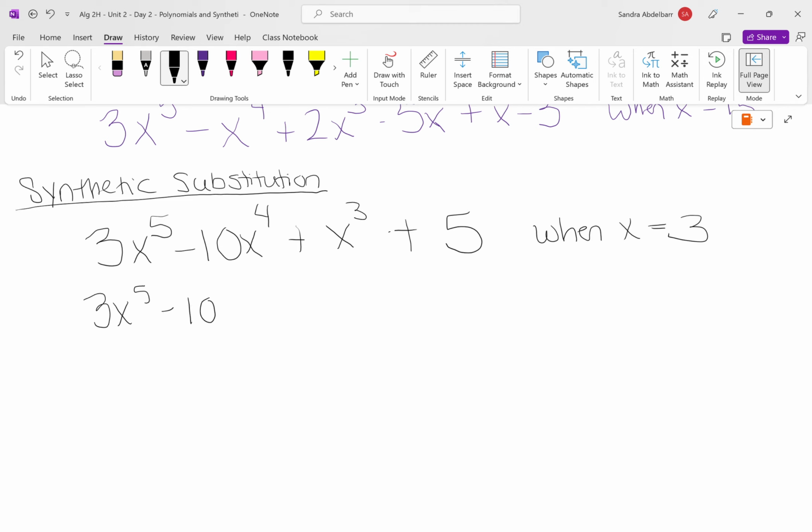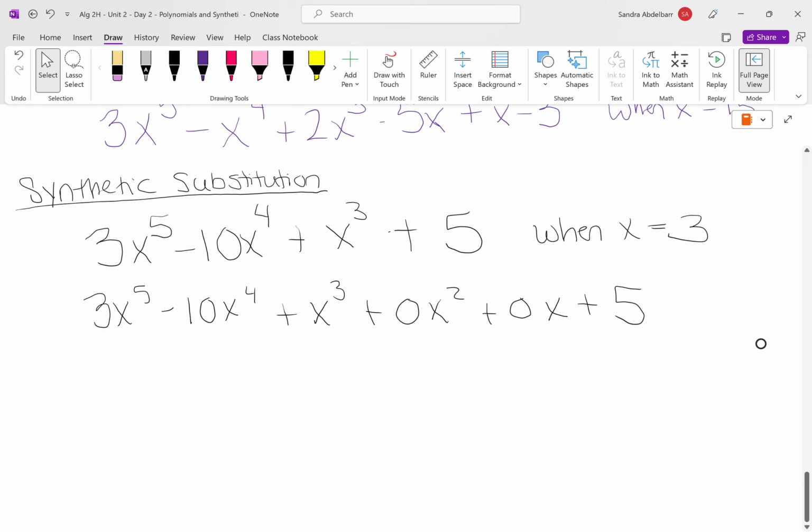You need the x squared and the x. Good. This time, how many am I missing? 2. So it would be 3x to the fifth minus 10x to the fourth plus x to the third plus 0x squared plus 0x plus 5.